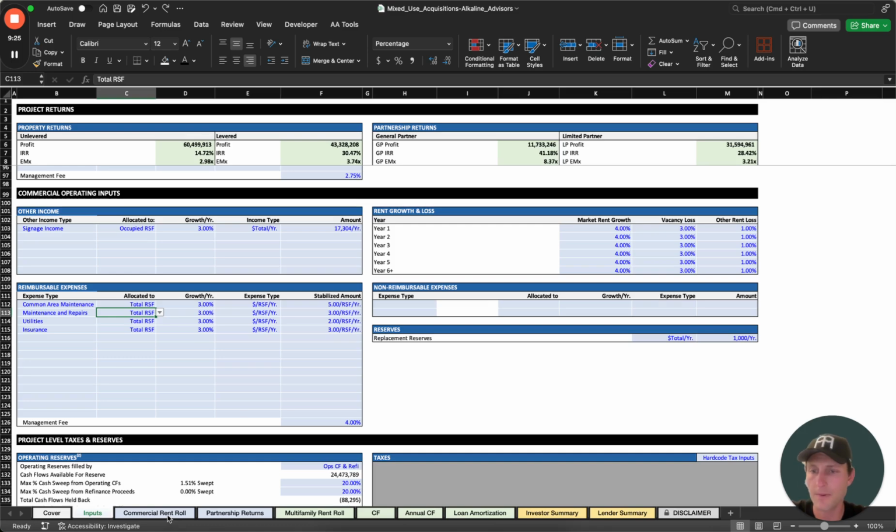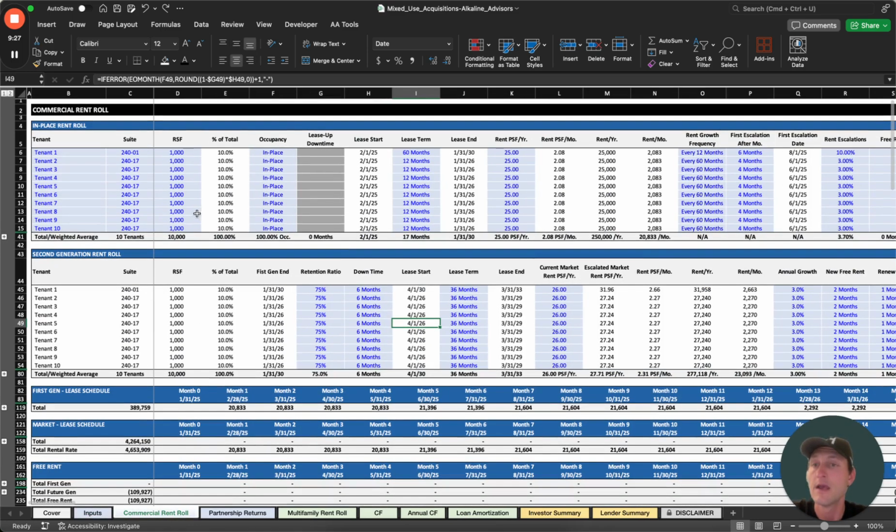So now we're going to hop into the commercial rent roll tab. Here we have built out this matrix that allows you to analyze the individual units as it relates to what their leasing assumptions are. And then we can also say, all right, well, what does the second generation rent roll look like? Otherwise known as the market leasing assumptions. And these are what will roll into place after your in-place tenants expire.